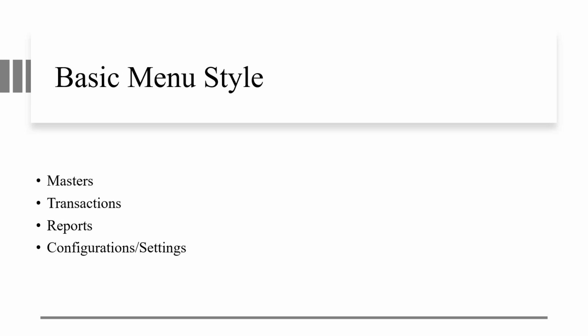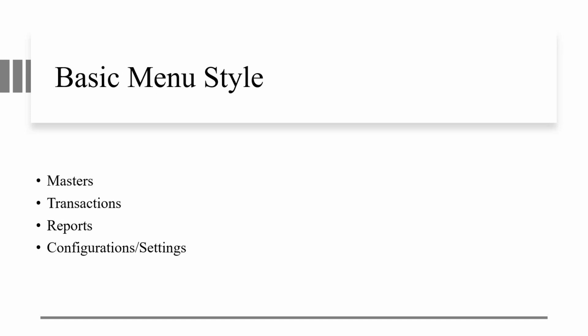Then the last one is configurations or settings. Configuration is applicable for all the companies which are located in the Tally data folder. In the last class I already told that a data folder will be available once we create a company. One more folder will be created inside the data folder, that is, for each company we will have a separate folder in the Tally data folder.